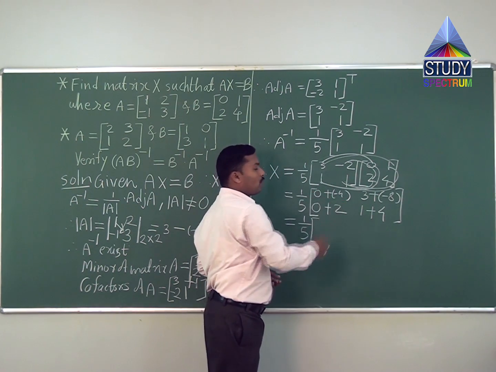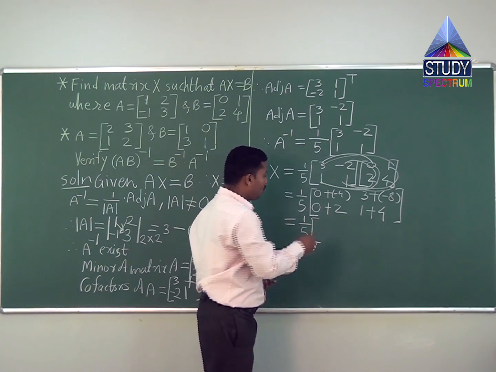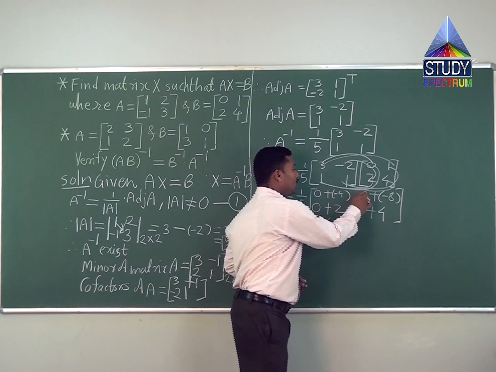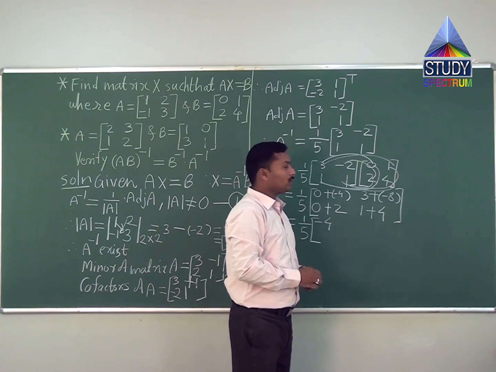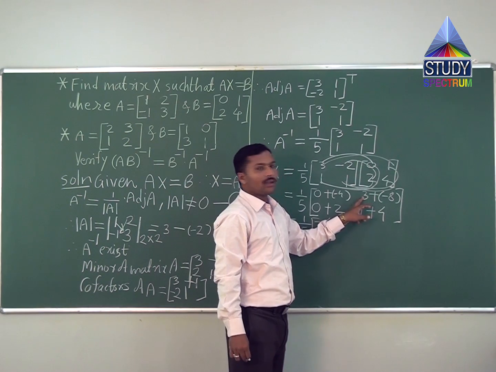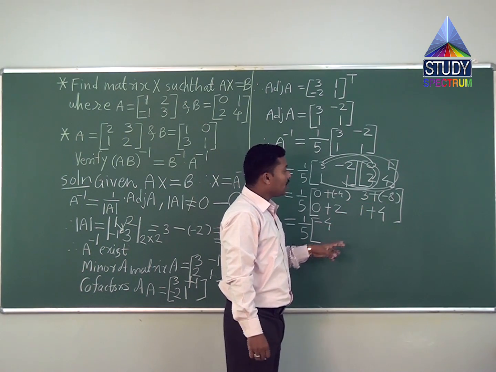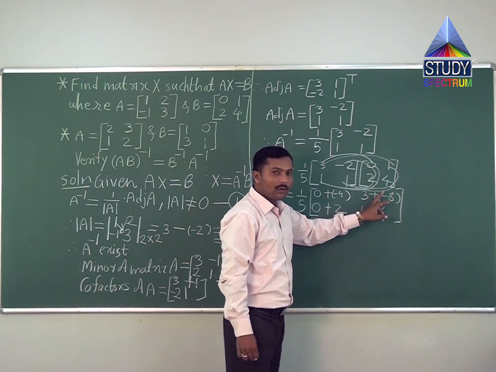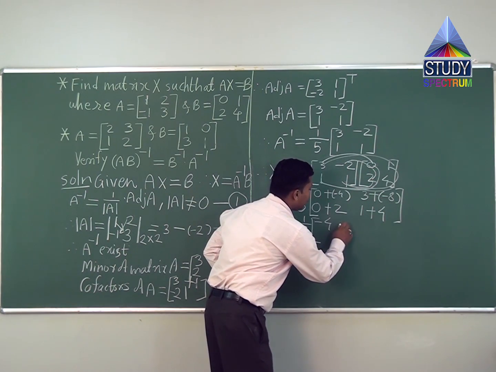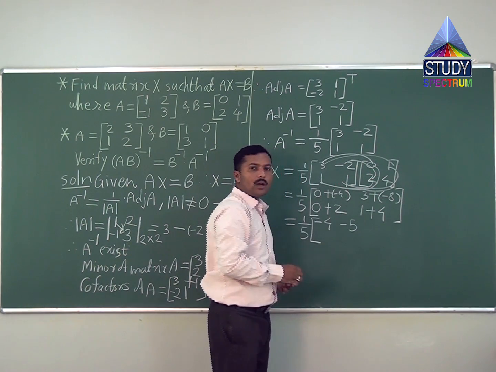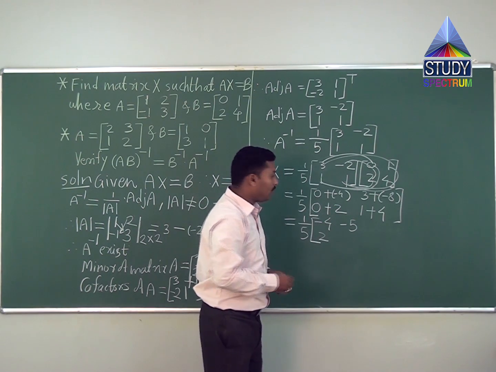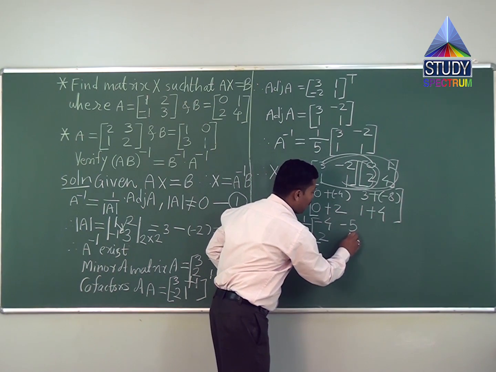0 plus minus 4 means 0 minus 4, which is minus 4. 3 minus 8: make the subtraction of 8 and 3, so the value is 5, and give the sign of the largest number, which is minus. So 3 minus 8 is minus 5. 0 plus 2 is 2, and 1 plus 4 is 5.